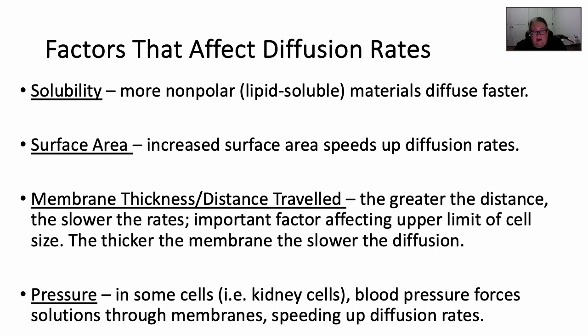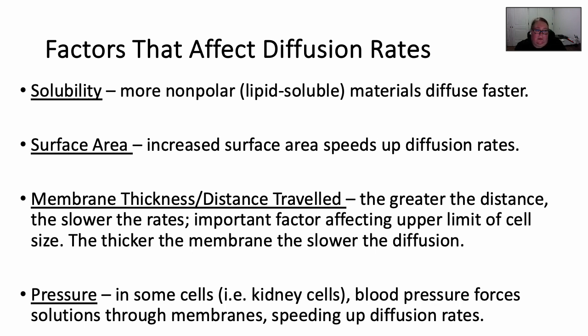This makes sense. It takes longer to drive across Texas than Connecticut. Okay, so if we have a thicker membrane, and different bacteria cells have different membrane thicknesses, the thicker the membrane, the slower the diffusion rate. Okay, because the greater the distance, the longer it's going to have to travel to get there.